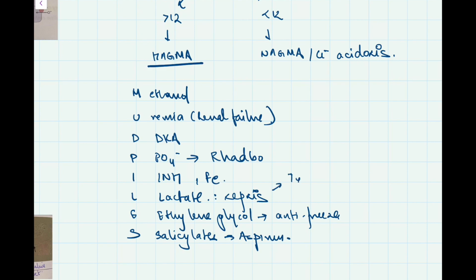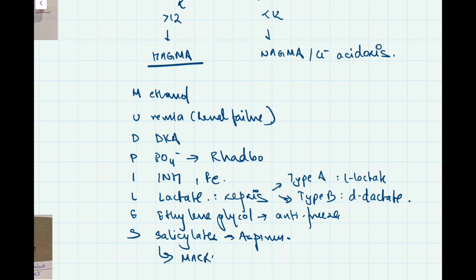Right, remember in lactate, there are two types, type A lactic acidosis and type B lactic acidosis. Type A is due to increase in L-lactate, which is endogenous, right? And type B is due to increase in D-lactate, which is an exogenous lactic acid intake. Also, one more interesting fact about salicylate is that the disorder related with salicylate is MARA, that is metabolic acidosis with respiratory alkalosis.